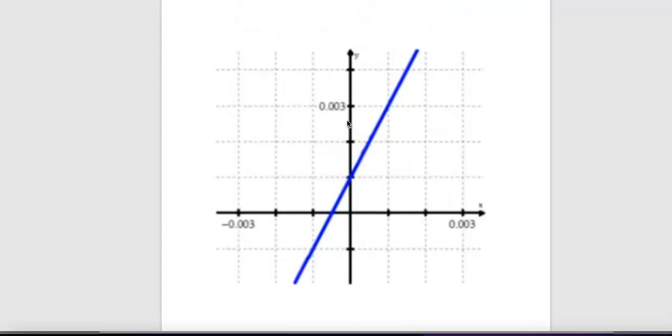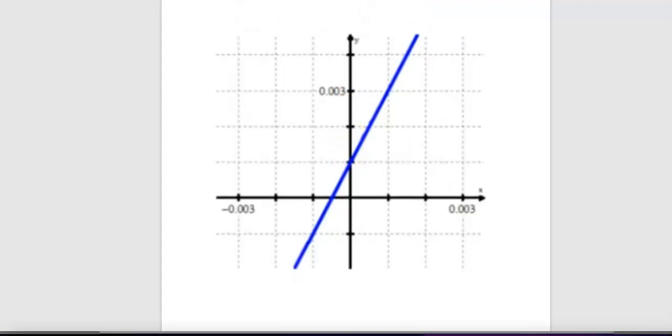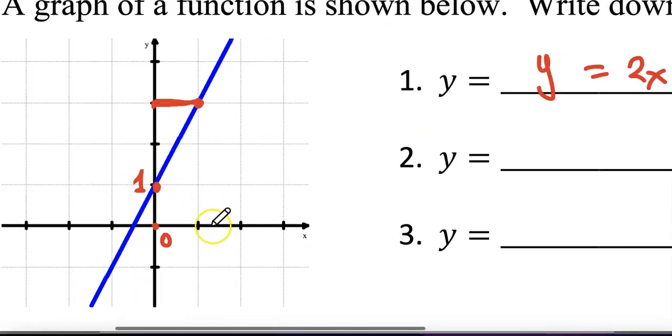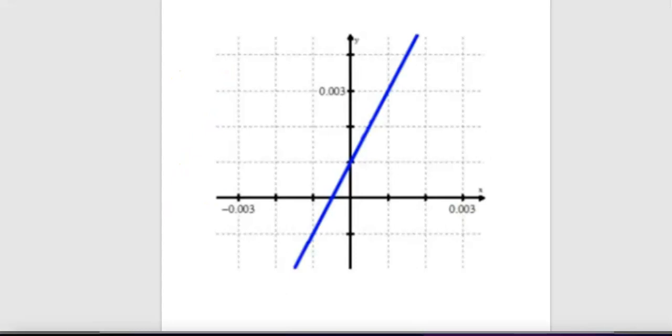Let me bring the first picture over here. In the first picture, I didn't give you any of these numbers, 1, 2 and 3. I did not give you the scale. If I say the scale was not like this, the scale was like this, I give you some numbers over here. Now you have to find the equation of the line.